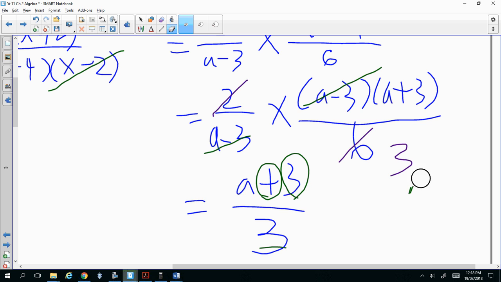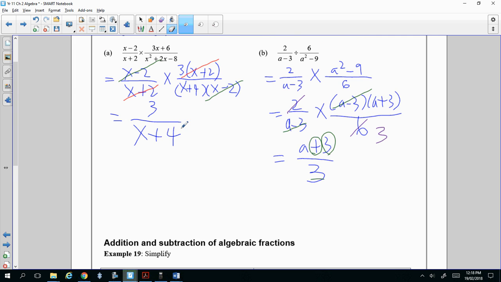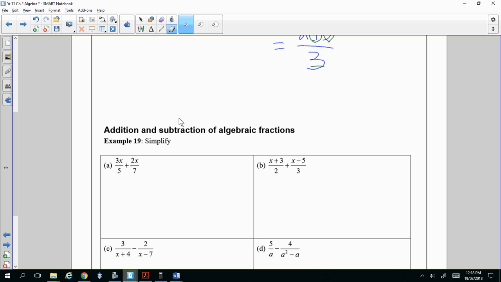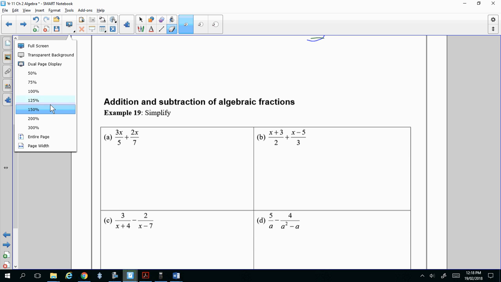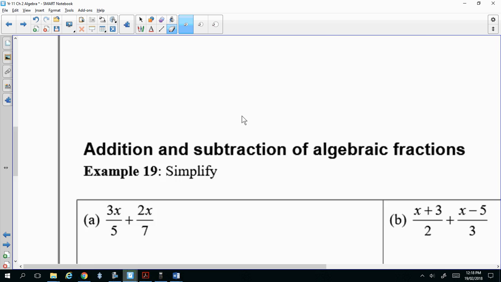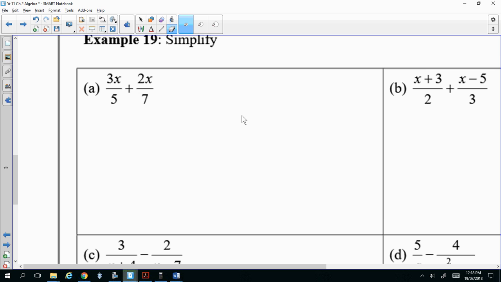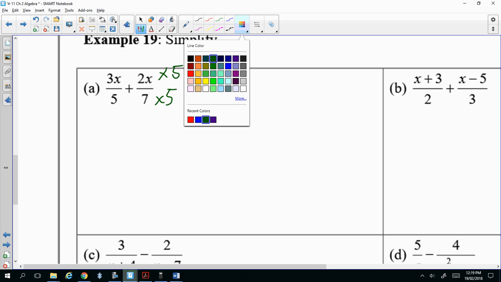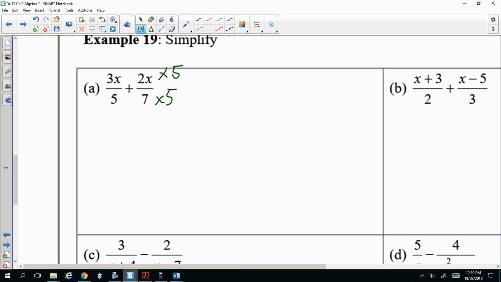Okay, good. Let's move on to the next question. So we've done dividing and timesing. Next, we're going to do adding and subtracting. Now, adding and subtracting are a bit harder because you have to make them the same denominator. So let's do this. So times by 5. To make it the same denominator is not hard. You just times the other fraction by 5, the first fraction by 7.